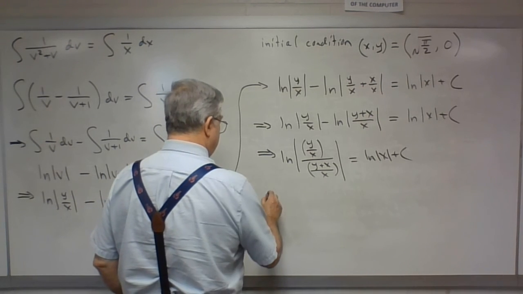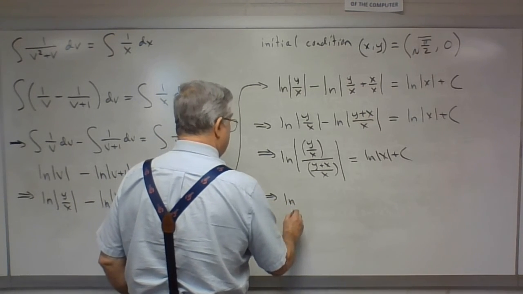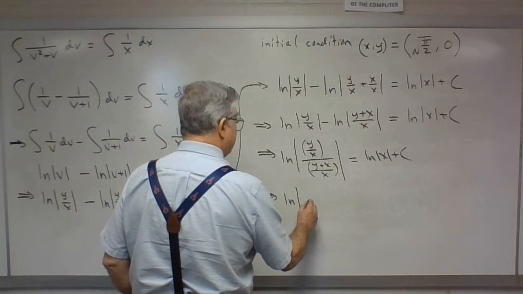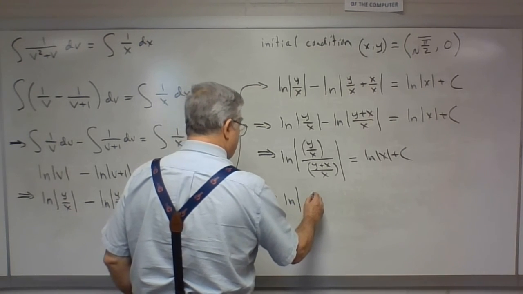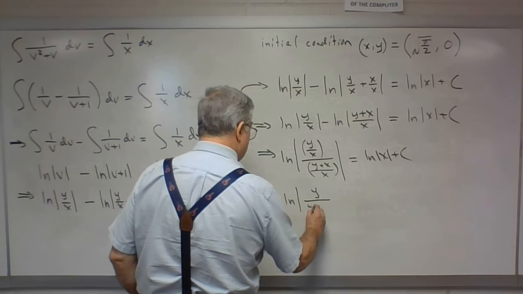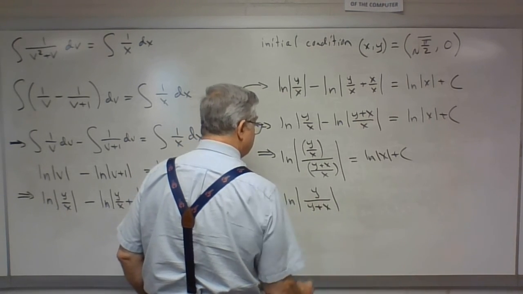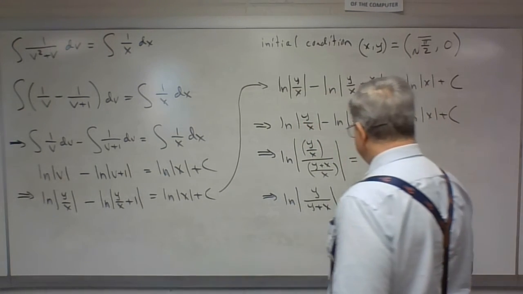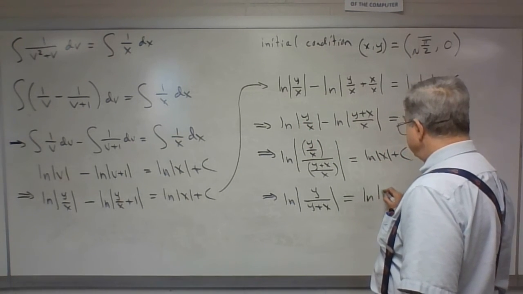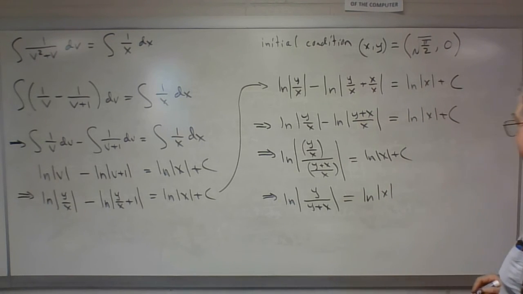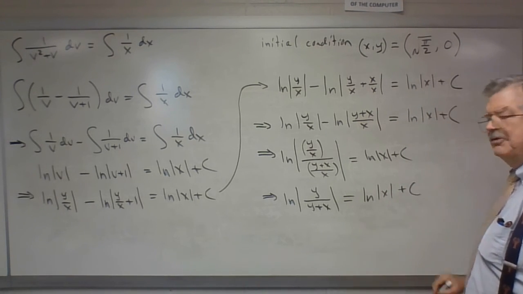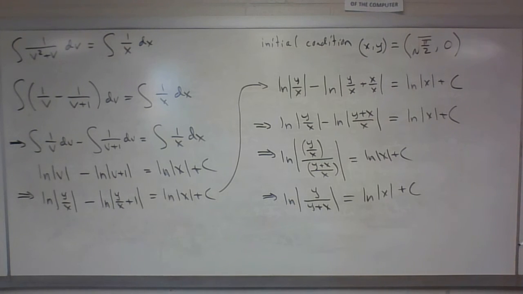And let's see, what does that become? Natural log, absolute value of y over y plus x is equal to the natural log of x plus c. Okay. Ew, I don't like that.